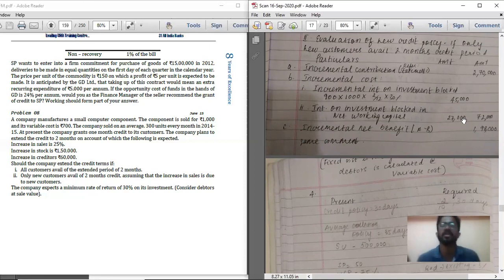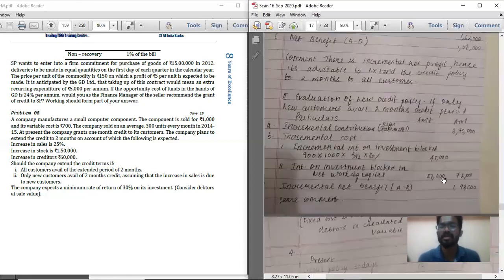So in this situation also we are getting some positive net benefit. So below that the comment is the same. In first situation also there is incremental net benefit, hence it is advisable to extend the credit policy to 2 months to all customers. Here also there is incremental net benefit, hence it is advisable to extend the credit policy to 2 months to only new customers. Both are having positive net benefit.